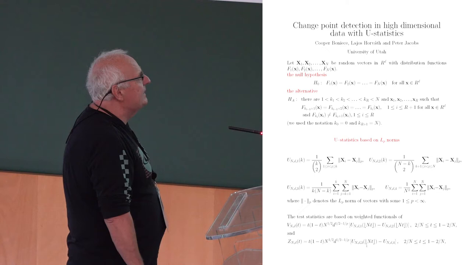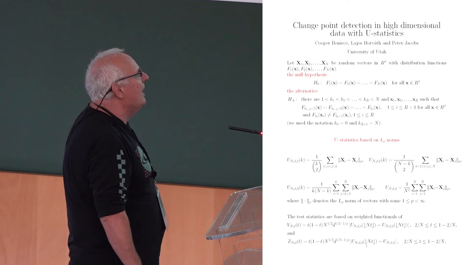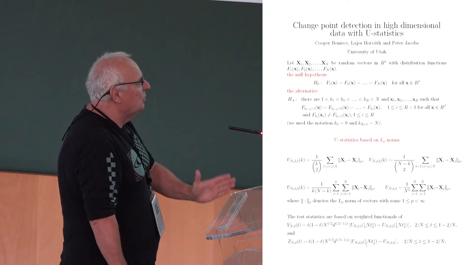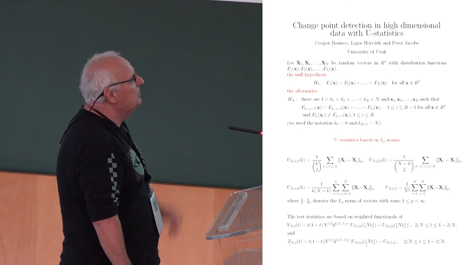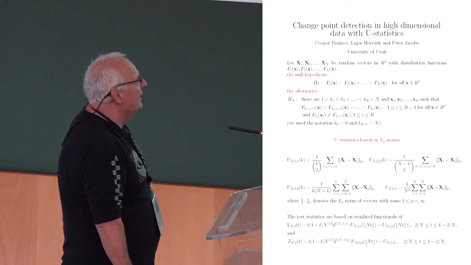This is a very nice and simple thing. This is a typical way change point analysis is done. You cut the data into two parts at the point K. You compute the parameter in the first part, you compute the parameter from the second part, and you decide if there is at least one K where this difference is large.